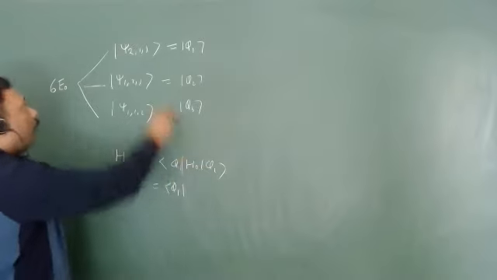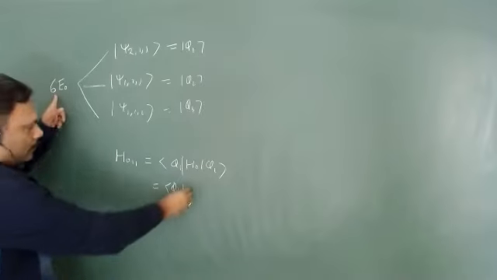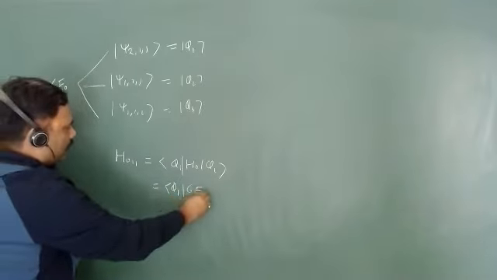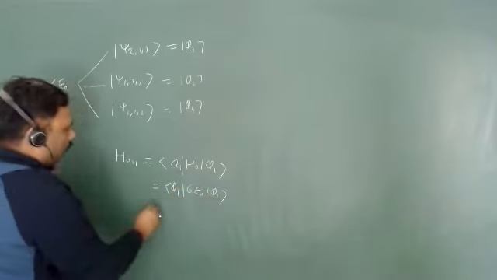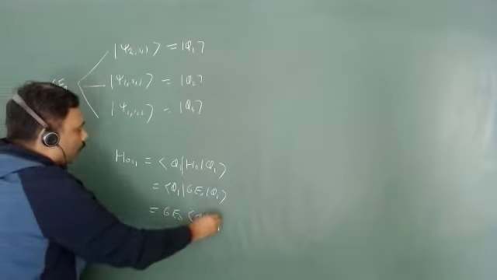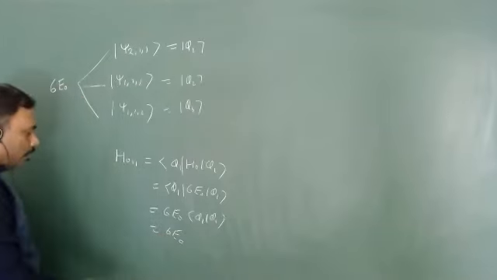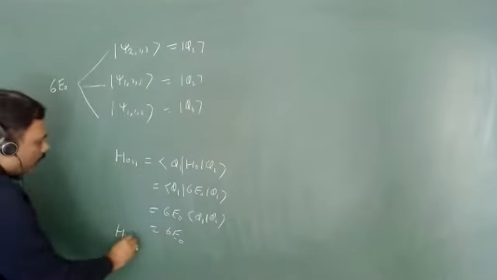Tell me, H naught will operate on phi 1, what will you get? 6 E naught, so that will be 6 E naught phi 1. And what will you get? 6 E naught phi 1 phi 1. So the first term is 6 E naught. What about H naught 1 2?